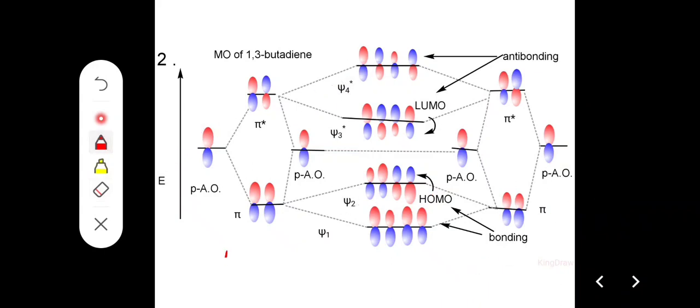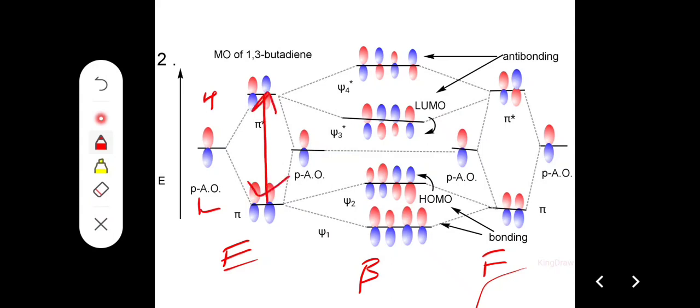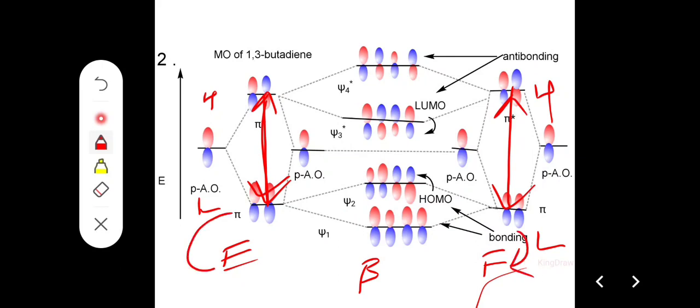Now we consider it. This is ethylene, this is butadiene, this is ethylene again. So there, this is HOMO, this is LUMO. So the energy gap is this. Okay. This is HOMO, this is LUMO. The energy gap is this for ethylene.